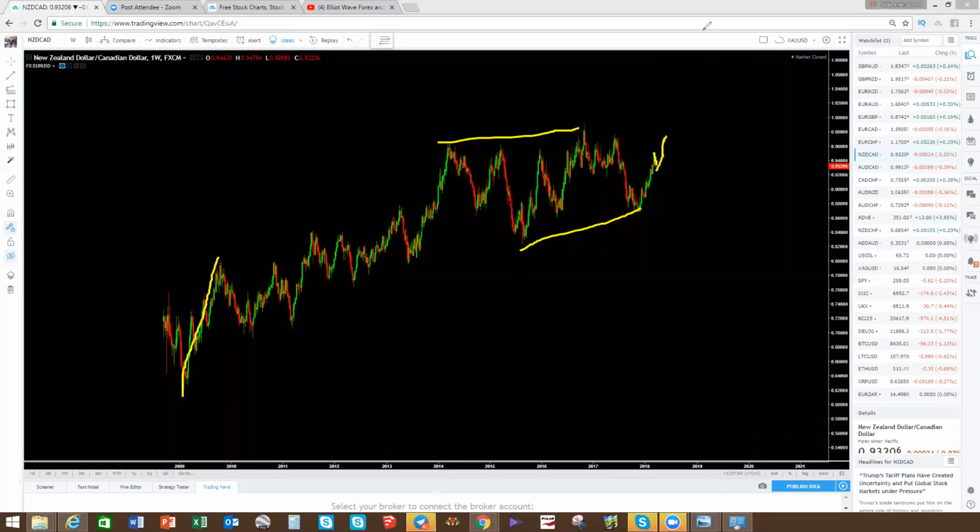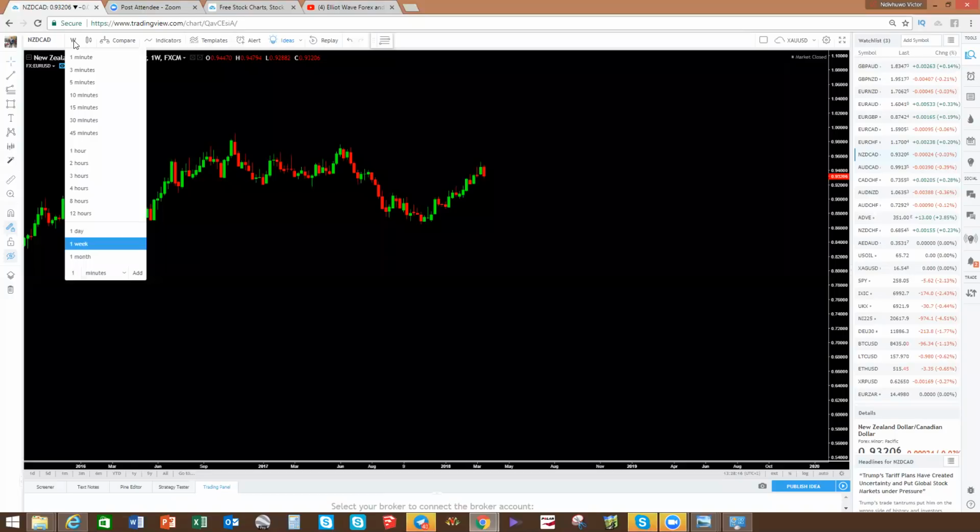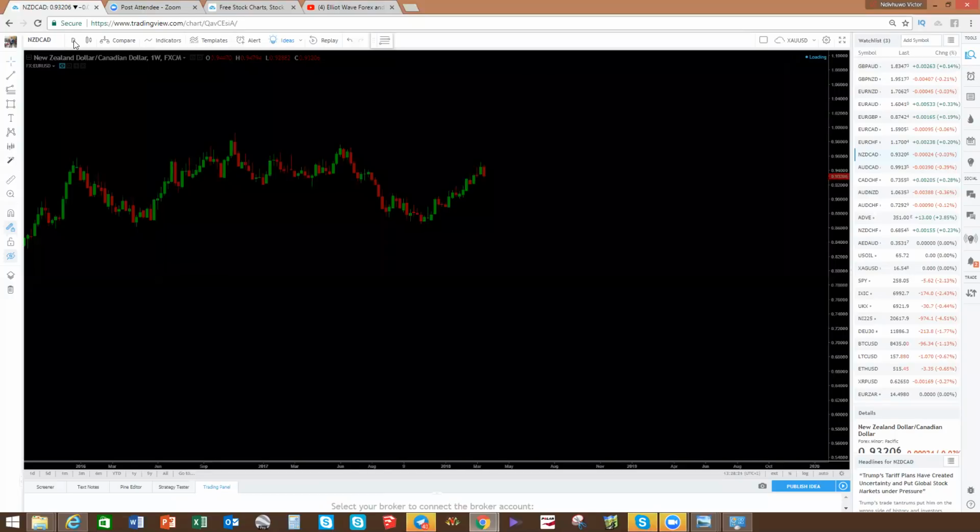But if it does reverse and give us a correction, we're going to be looking for this move. We're going to be looking for this move here before it goes up. Okay, but for now, I'm still bullish this pair. I'm still bullish. But we're going to see what the market gives us in the week ahead, if it's going to give us a reversal here.